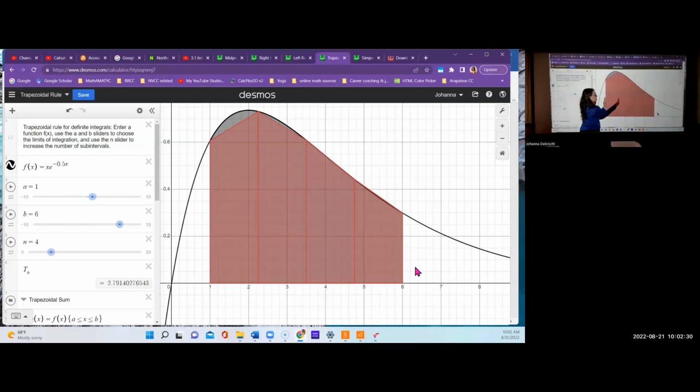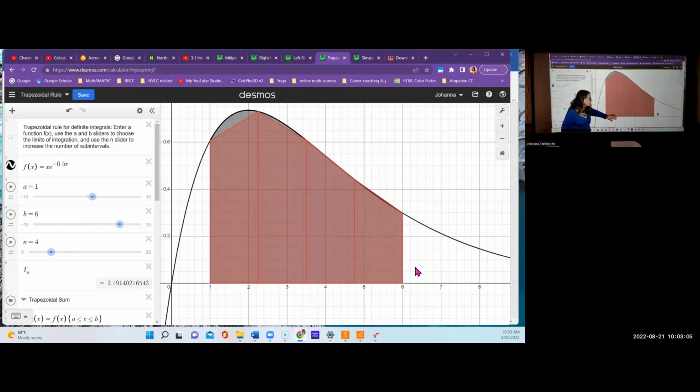Remember, trapezoids have exactly 2 parallel sides and 2 sides that are not parallel. So we take the endpoints where it intersects the function and we connect those 2 points with a straight line. And then we use the formula for the area of a trapezoid, which is the average of the 2 parallel sides, 1/2 base 1 plus base 2, multiplied by the height, the perpendicular distance between the parallel sides, which in our case is this distance here along the x-axis.